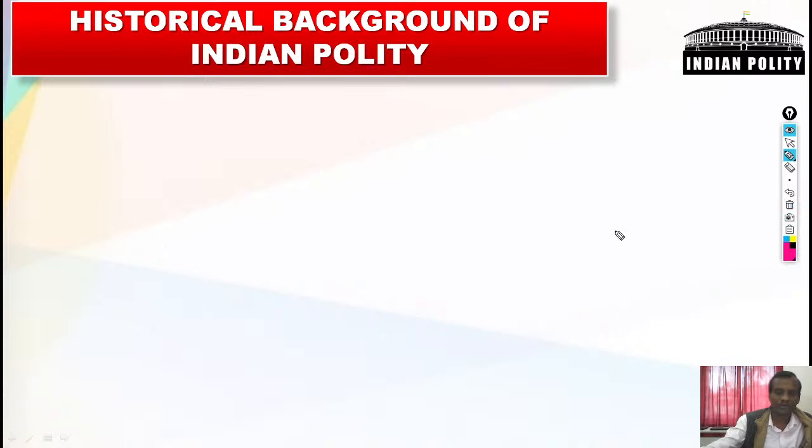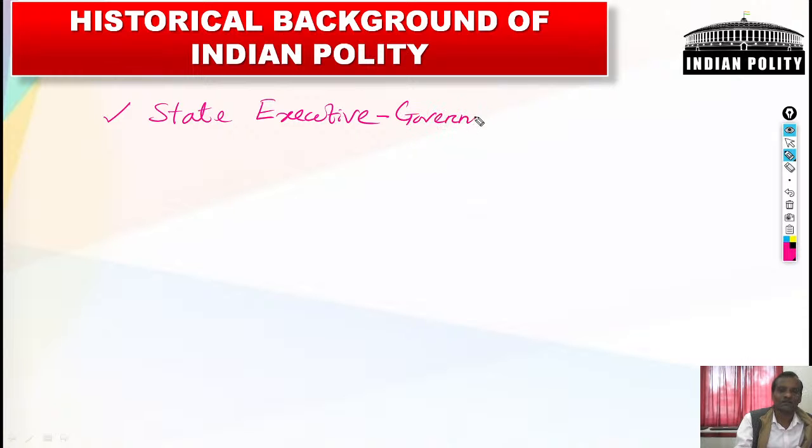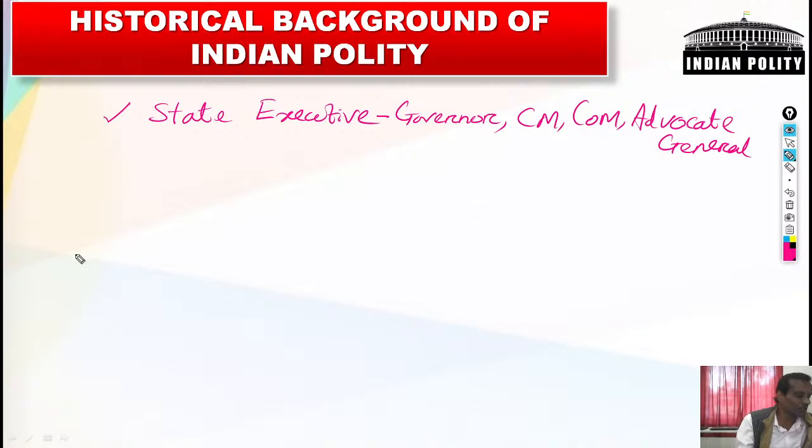Then we shall move to the state part, the state executive: Governor, Chief Minister, Council of Ministers, Advocate General. I am writing here: Governor, CM, COM, Advocate General. They are called the state executive. Advocate General is a part of it, as Attorney General is a part of the Union executive. Are you getting my point or not?